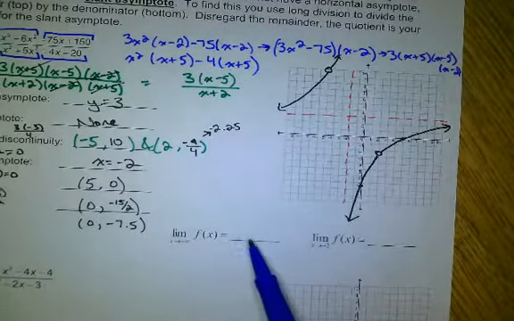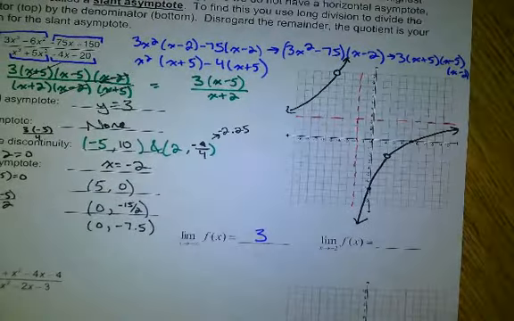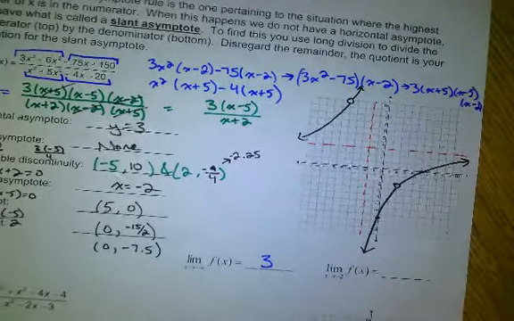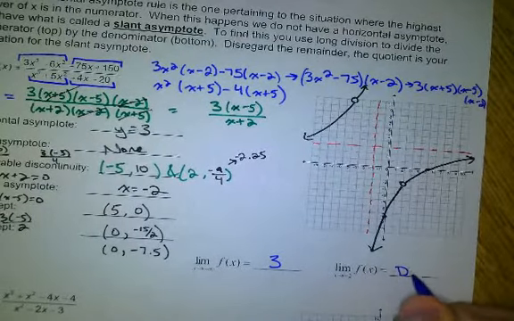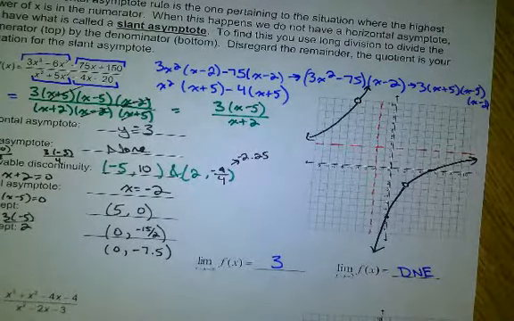What's going on as we approach negative infinity? 3. What about negative 2? Does not exist. Opposite directions. Ooh, that was a mouthful.